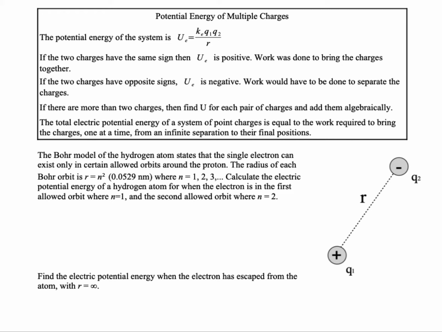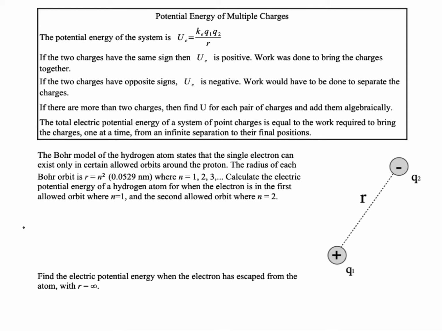In the Bohr model of a hydrogen atom, a single electron can only exist in certain allowed orbits, where the radius of each orbit is r equals n squared times 0.0529 nanometers. n can be any integer.